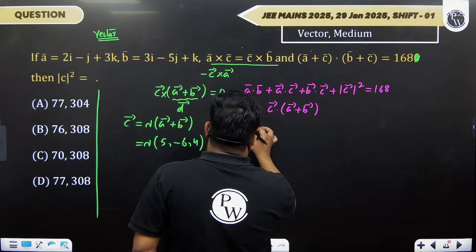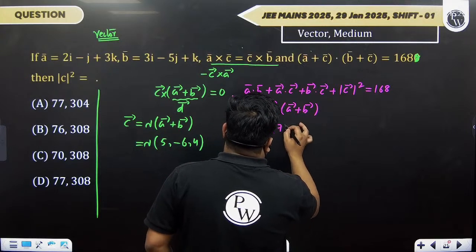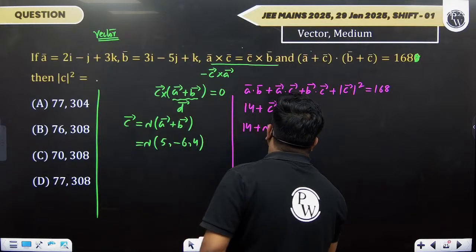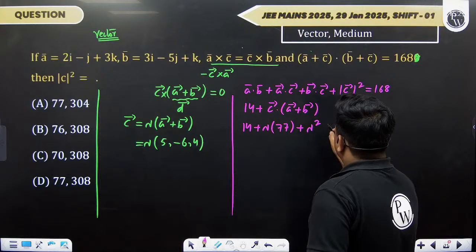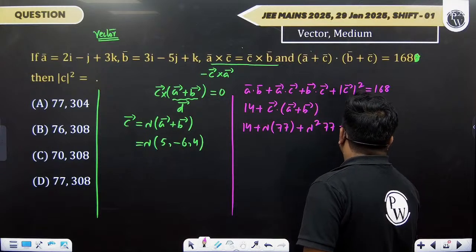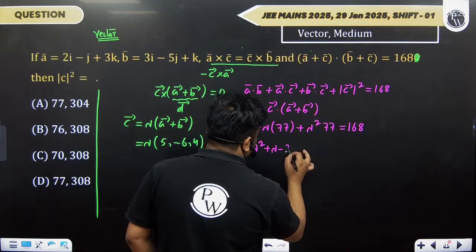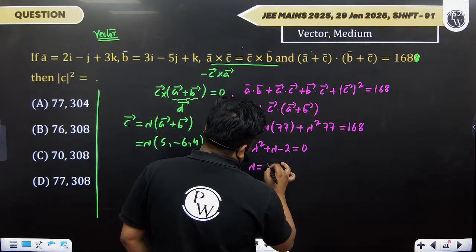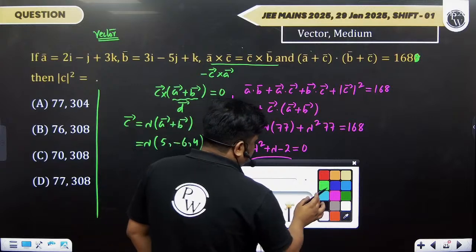So this becomes 14 lambda times of 77. This becomes lambda square 77 equal to 168. When you solve this, this becomes lambda square plus lambda minus 2 equals 0. This gives lambda equals minus 2, 1. Two values.